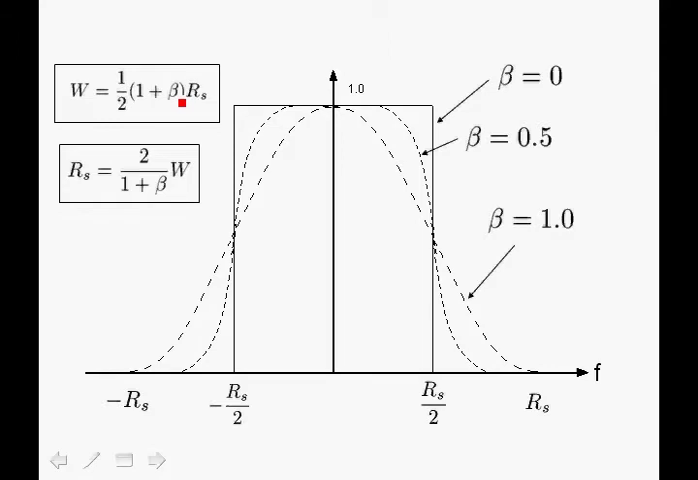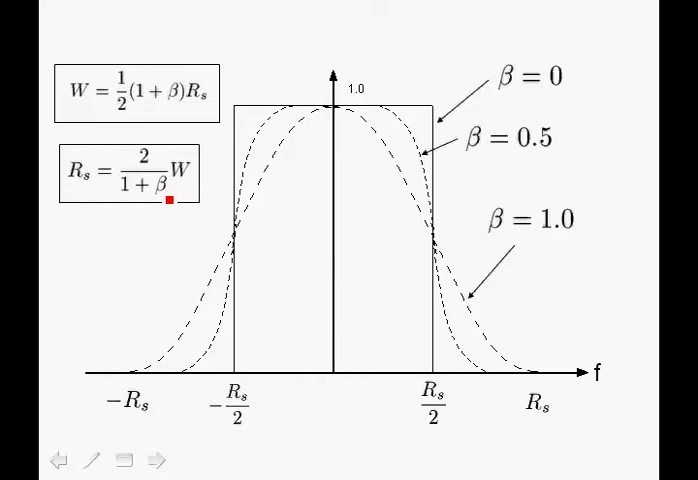For beta equals 0, we get that W, the bandwidth, is half the symbol rate. This is the case over here, where W, the bandwidth, is actually equal to half the symbol rate. For the case that beta is equal to 1, we get that the bandwidth is equal to the symbol rate, which is this case here. And for any value in between, we get a class of filters that all belong to the class of raised cosine Nyquist filters.